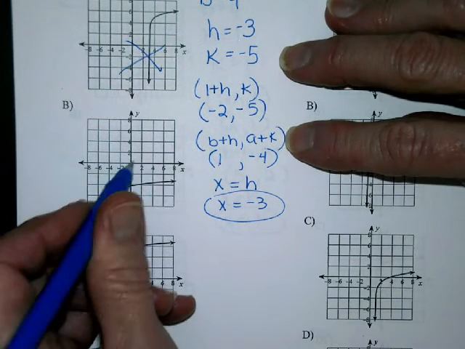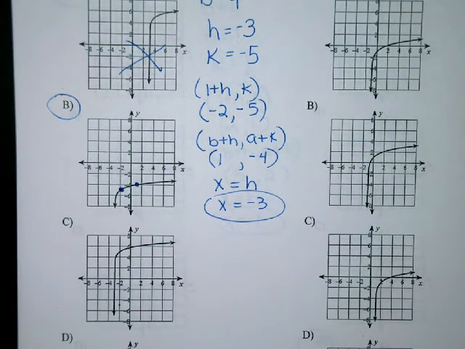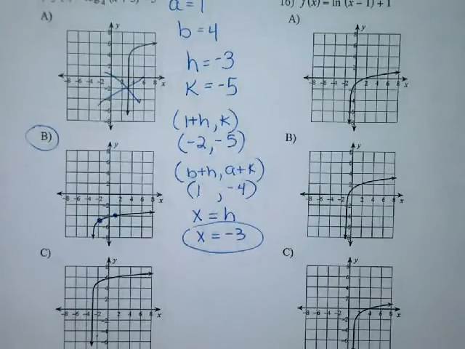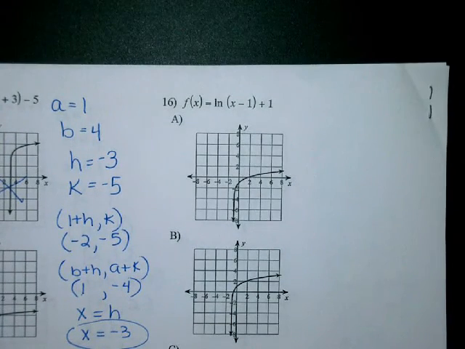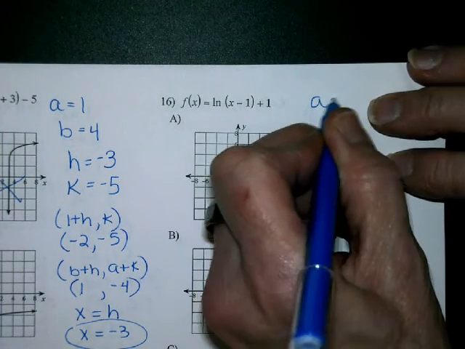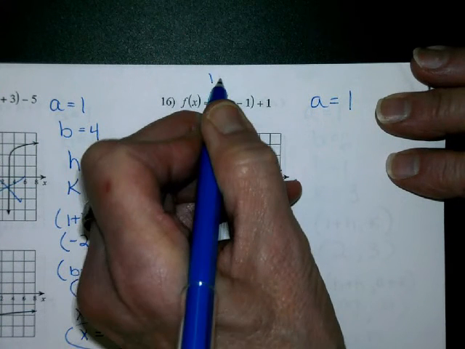I see it here. Let's see about C. Negative 2, negative 5. Nope, it misses it on C. So check the other one. 1, negative 4, sure enough. Which makes sense. They moved it to the left and down, and that's what your logarithm function looks like now. Yay. Oh, yay, yay, yay. Finding a challenge of a sort.